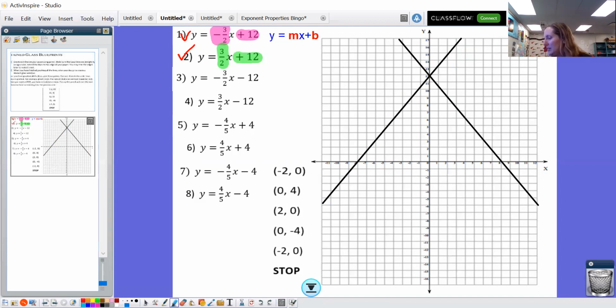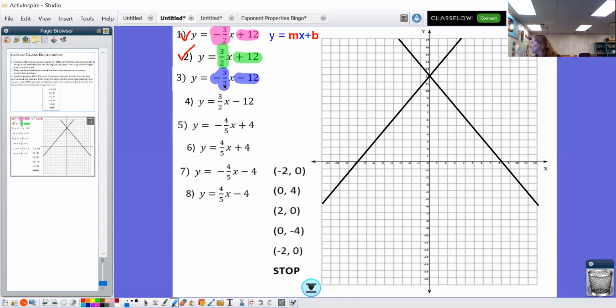Line number 3 says y equals negative 3/2 x minus 12. What are the 3 questions? What's our y-intercept? Our y-intercept is negative 12. What's our slope? Our slope is negative 3/2. Is our slope positive or negative? Our slope is negative. So from left to right, our line should be going downhill.